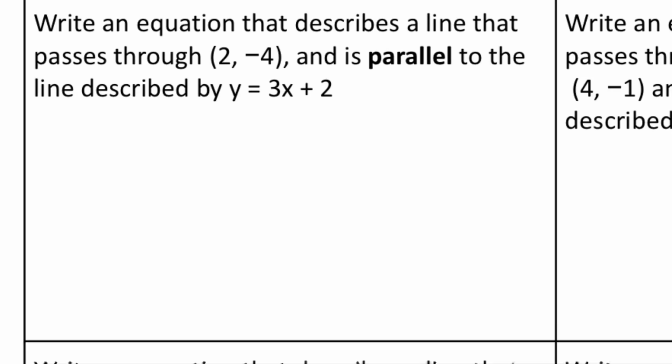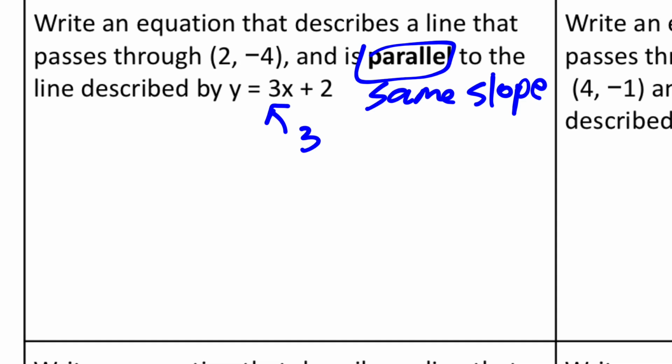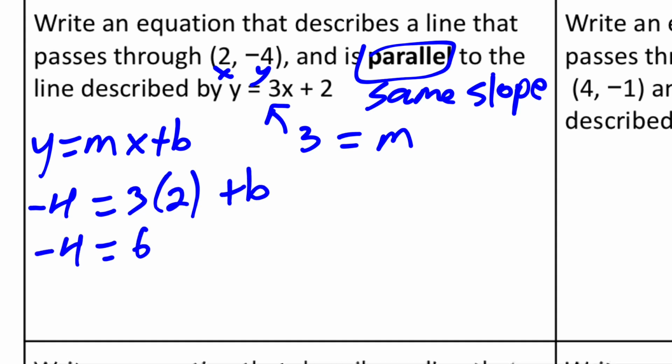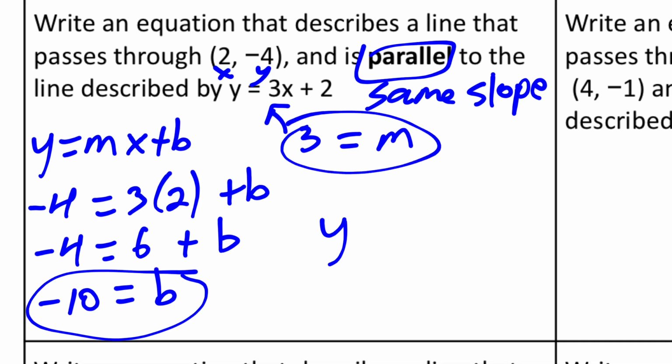Write an equation that describes a line that passes through this point and is parallel to the line described by y is equal to 3x plus 2. Parallel means same slope. So if this slope is 3, then my m for the new line is going to be 3. And I can plug in to y equals mx plus b these values for x and y and m to find out my b. Negative 4 is equal to 3 times 2 plus b. Negative 4 is equal to 6 plus b. Negative 10 is equal to b. If I write the whole equation, I have to put these two things together. 3x minus 10.